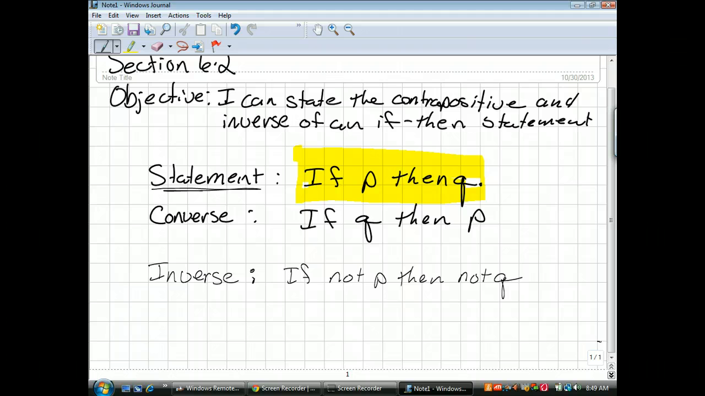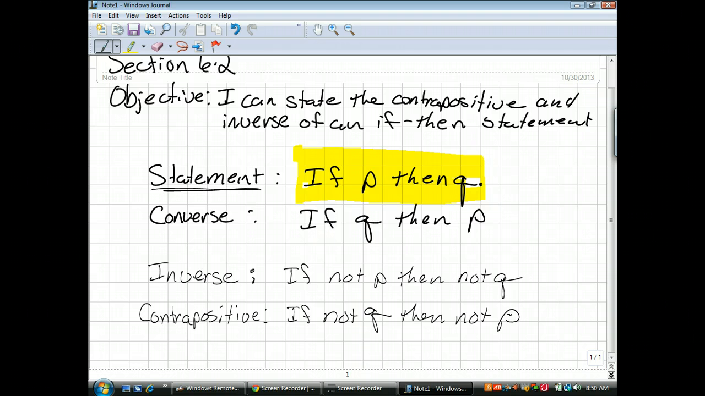And the second type, or actually it's the third type of statement, is what we call the contrapositive. And the contrapositive is created by first finding the inverse. So remember the inverse is if not P, then not Q. And then switching the hypothesis and the conclusion. So it would become if not Q, then not P.